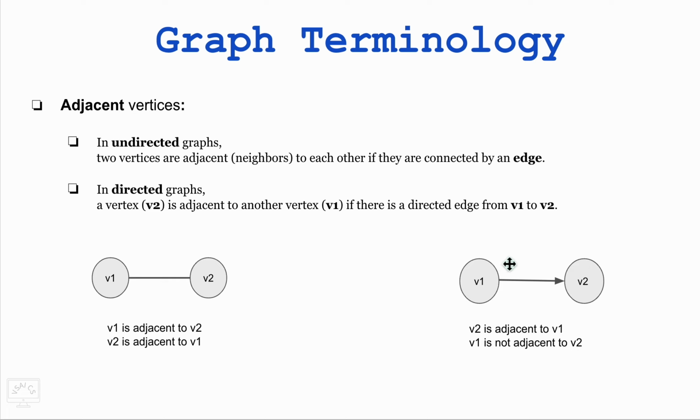But there is no directed edge from v2 to v1. So v1 is not reachable from v2. So we can say that v1 is not adjacent to v2. In general, adjacency is an important concept in graph theory, and it's used to study various properties and relationships between vertices in a graph, which we will look at later.